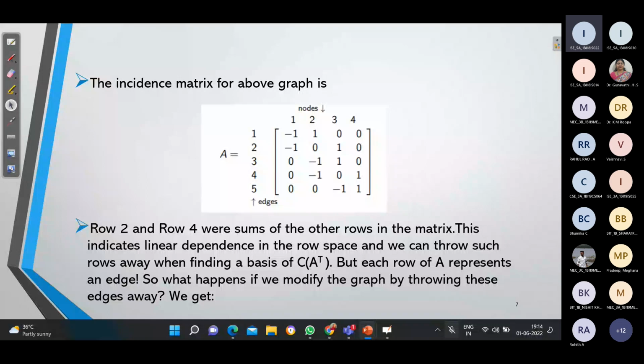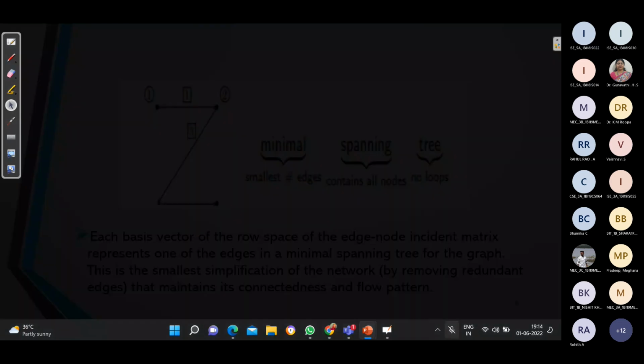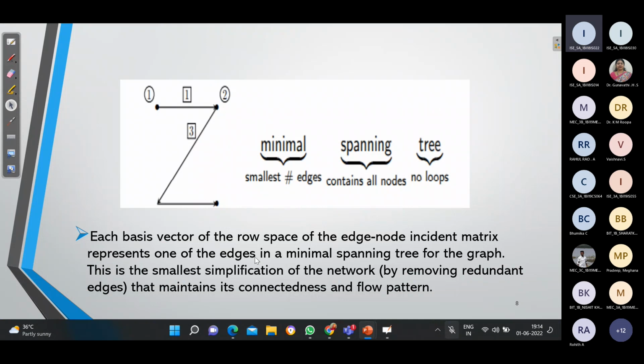But each row of A represents an edge. So what happens if we modify the graph by throwing these edges away? We get a minimal spanning tree. A minimal spanning tree is the smallest set of edges that contains all the nodes and has no loops. Each basis vector of the row space of the edge-node incidence matrix represents one of the edges in a minimal spanning tree for that graph. So this is the simplest and smallest simplification that can be done for this network.